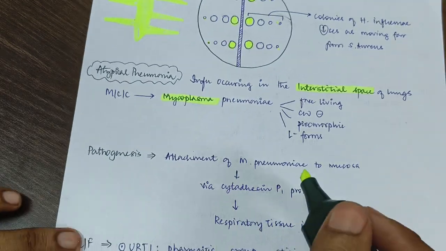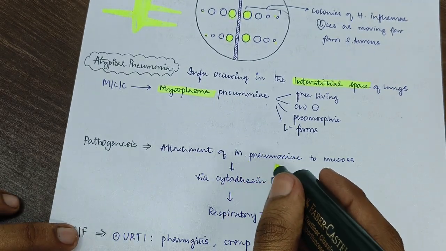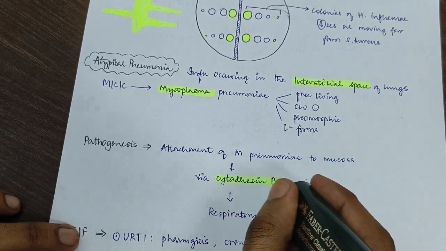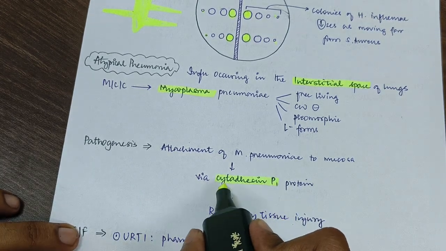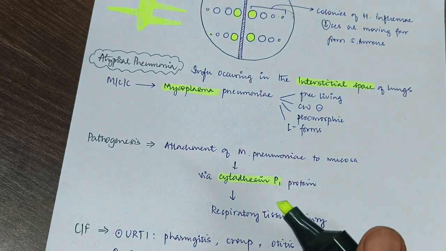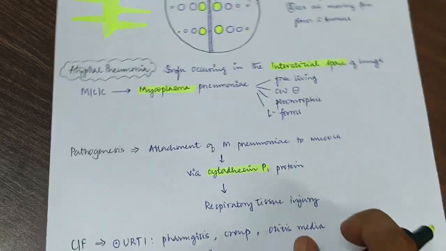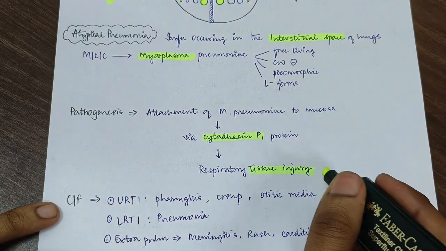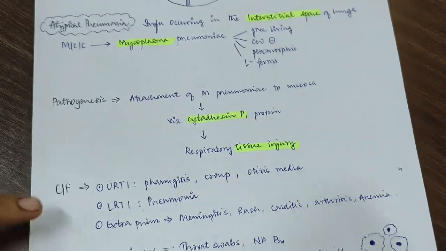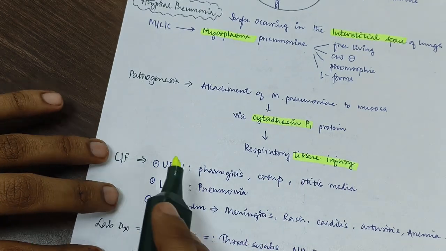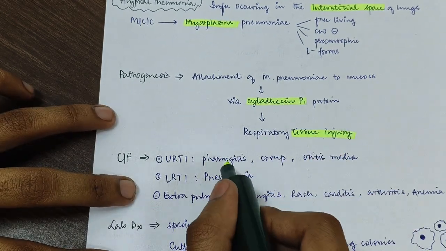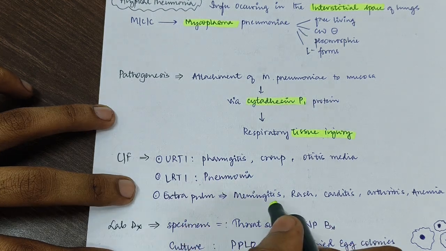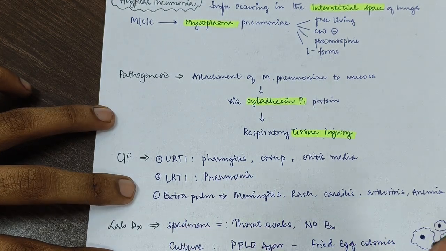Okay, pathogenesis: basically this M. pneumoniae, that is Mycoplasma, is going to attach to the mucosa via the adhesin. In the name itself there is adhesin. It is going to adhere, it is going to attach. Okay, adhesin P1, this is the protein used by this particular organism. Then it will cause tissue injury. Which tissue injury? Respiratory. Clinical features: upper respiratory tract causing pharyngitis, croup, otitis media. Lower is pneumonia. Extrapulmonary will be meningitis, rash, carditis, arthritis, anemia, all those things.